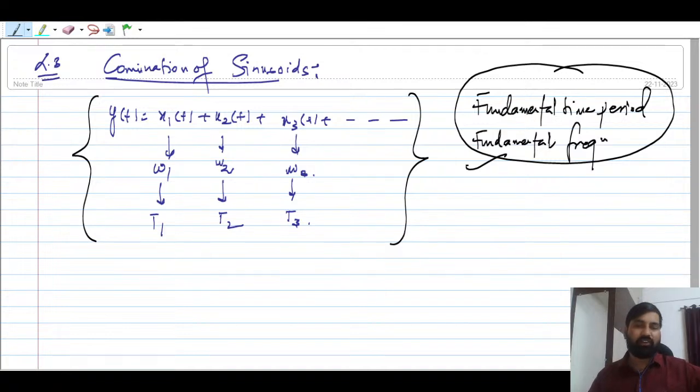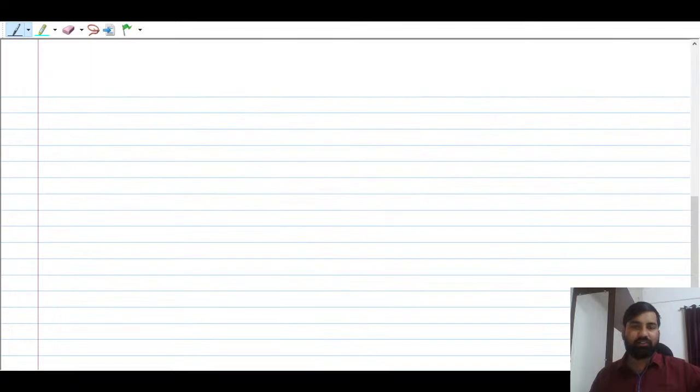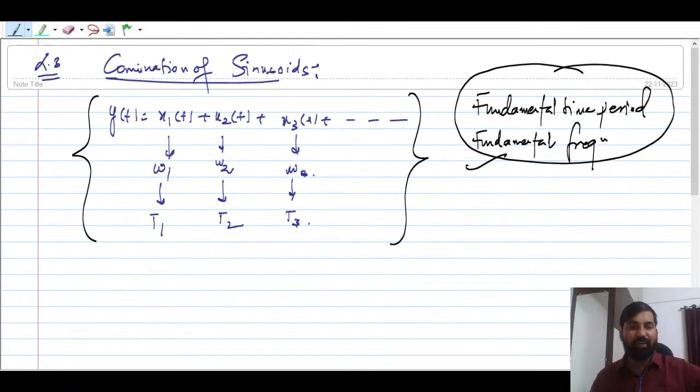So what you can do here is, you have to make sure of a very important step that I'm going to tell you now: the ratio of each pair of individual frequencies or periods must be a rational fraction, right? The very first thing is to determine the individual frequencies omega 1, omega 2, omega 3 and so on, and then you can also determine T1, T2, T3.